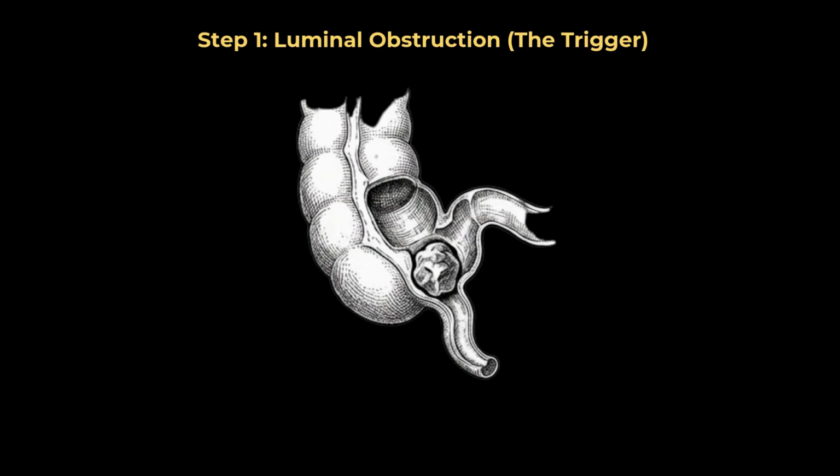A physical blockage occurs at the opening of the appendix. This is the starting point of appendicitis. Common causes include an appendicolith, which is a hard fecal stone. It can also be caused by lymphoid hyperplasia, which is common in children, or by parasites.